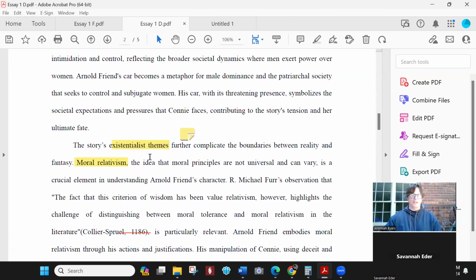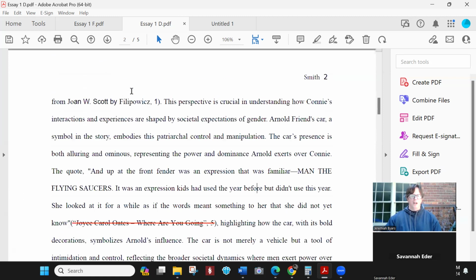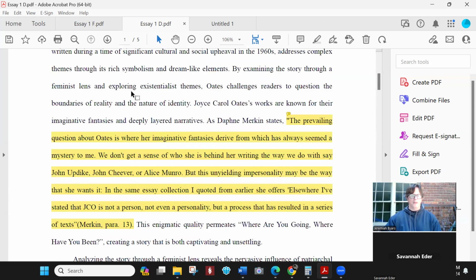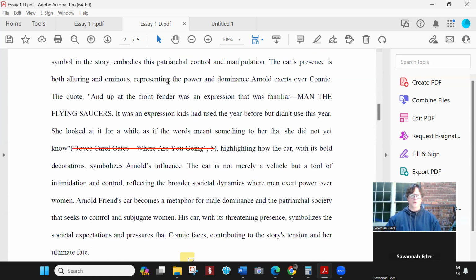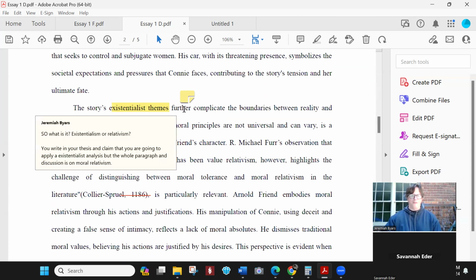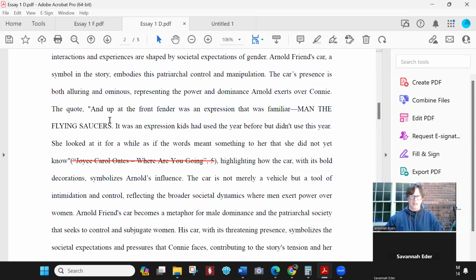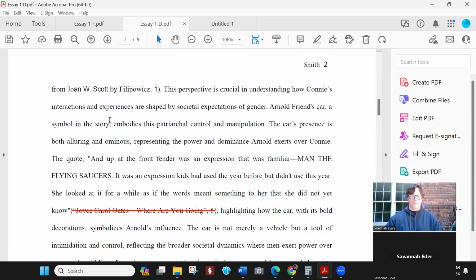The story's existentialist themes further complicate the boundaries between reality and fantasy. Moral relativism, the idea that moral principles are not universal, and so on. All right, so here's a problem. Up here in the thesis statement, that's kind of off, existentialist themes. That is the school of philosophy that's going to be discussed. The existential themes further complicate. Further, okay, this acts as if we've already discussed some of these existential problems.